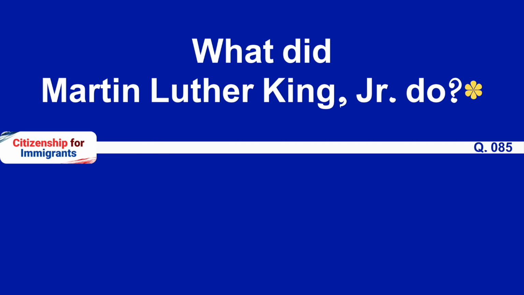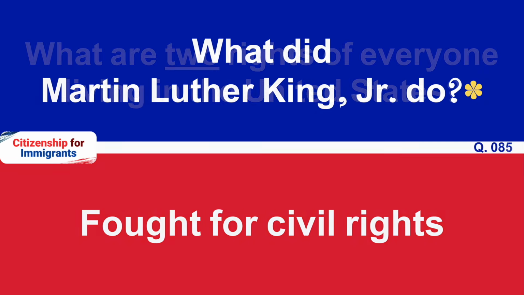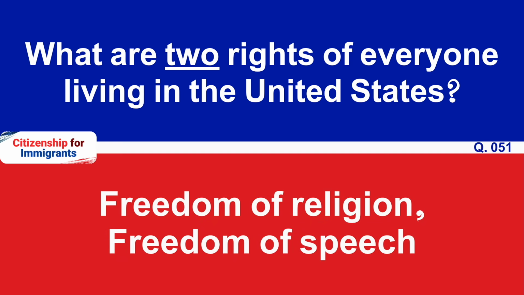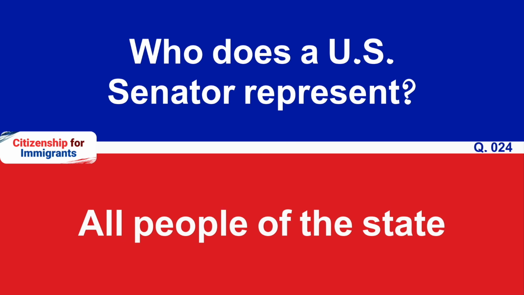What did Martin Luther King Jr. do? Fought for civil rights. What are two rights of everyone living in the United States? Freedom of religion, freedom of speech. Who does a U.S. Senator represent? All people of the state.